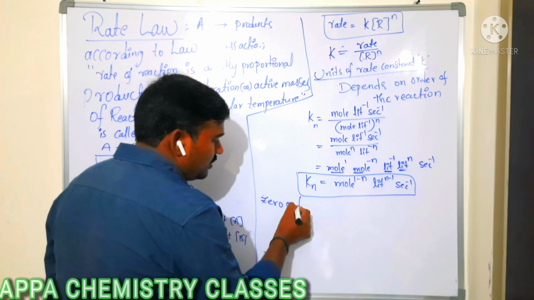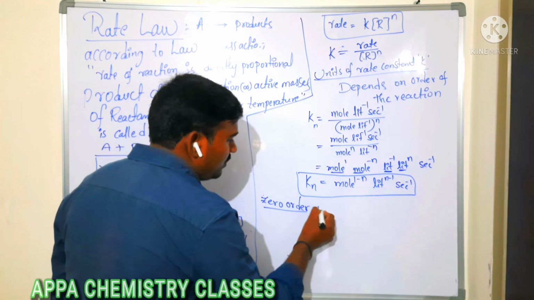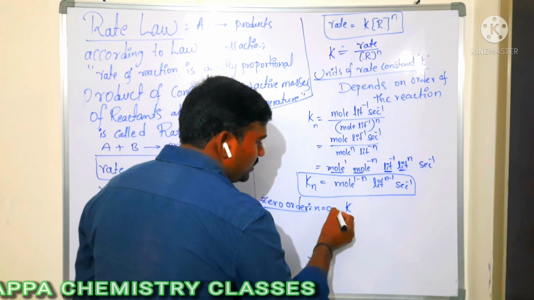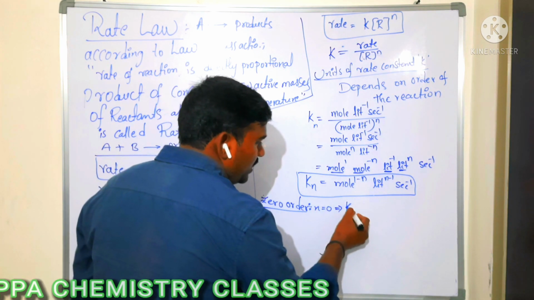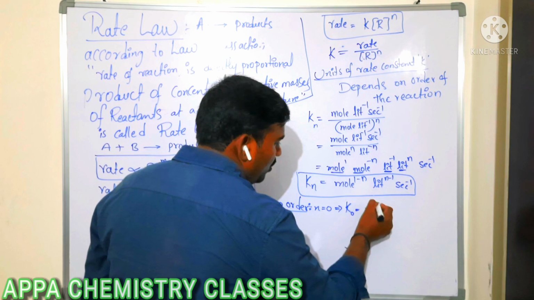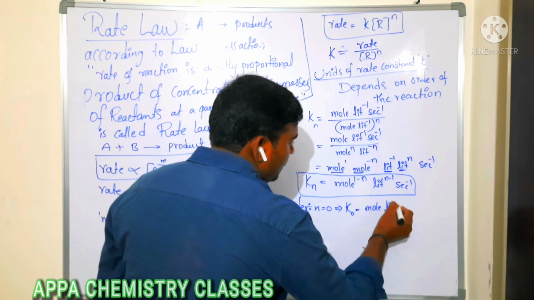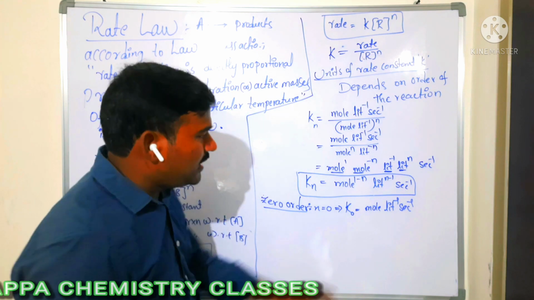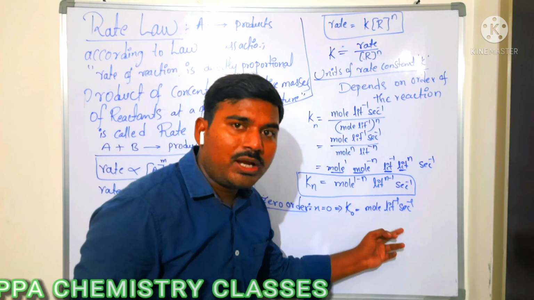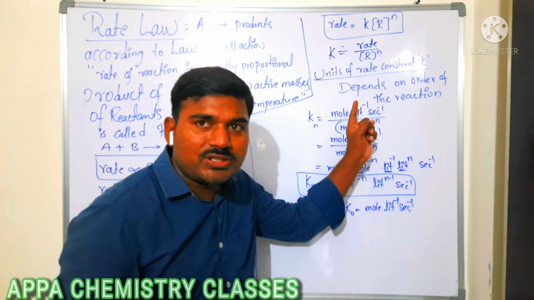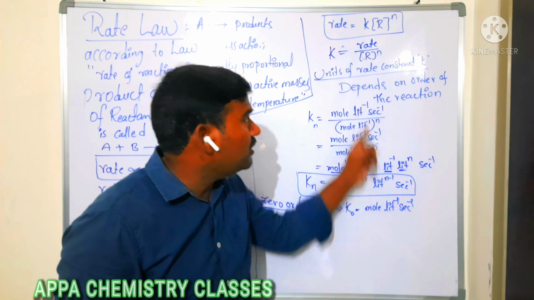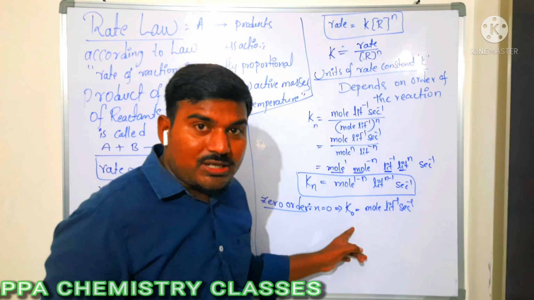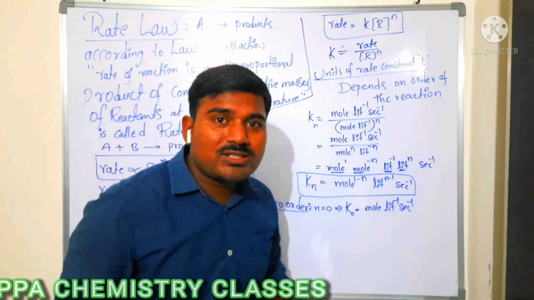For zero order, n is equal to 0. Then what are the units of K here? K0 units will be mole per liter per second. Listen carefully here. It is a unit of rate. Now, in which order reaction are the units of rate and rate constant the same?